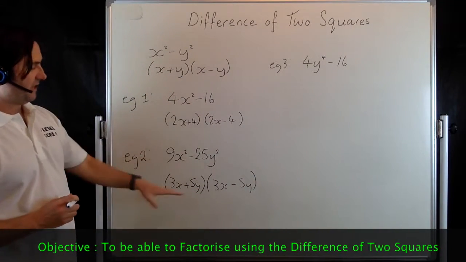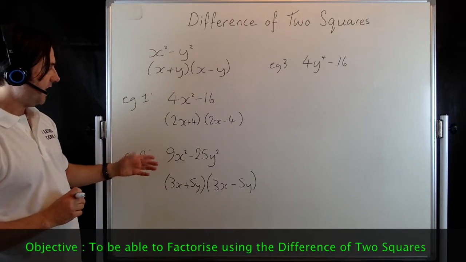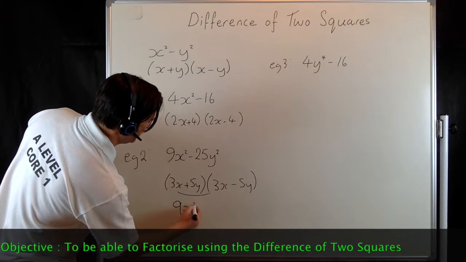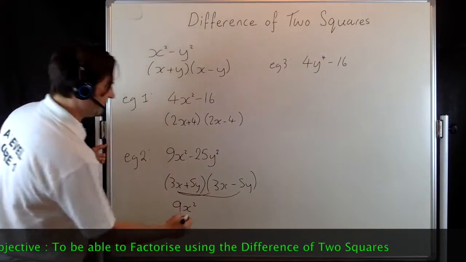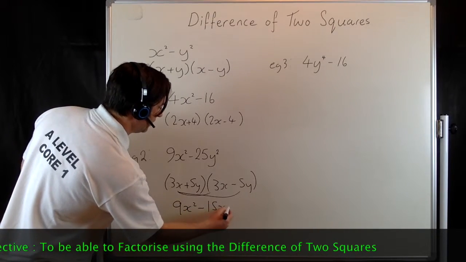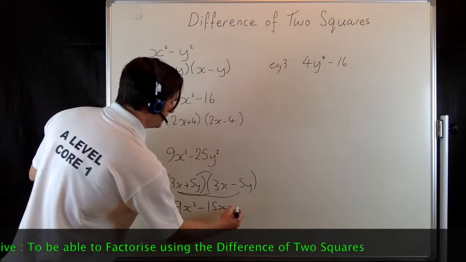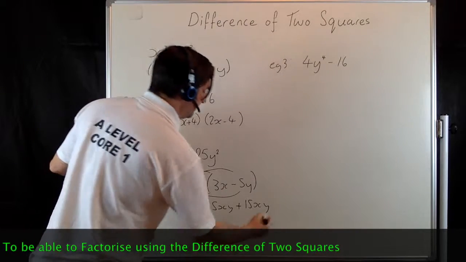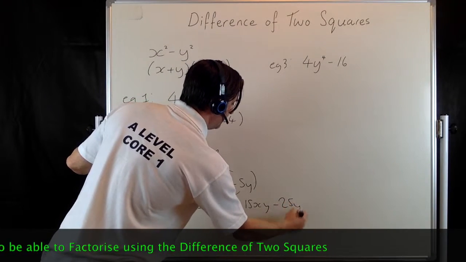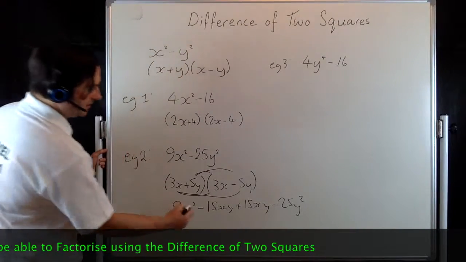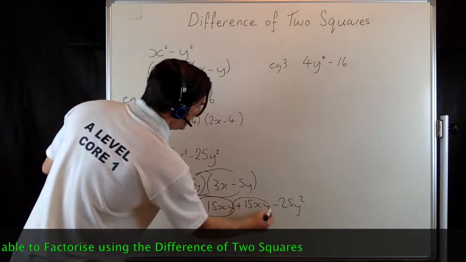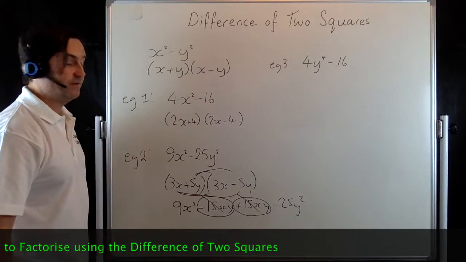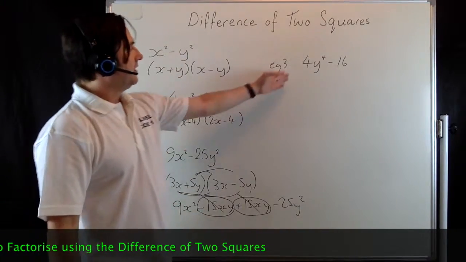I'm just going to multiply this out just to show you how it works. If I multiply these out, 3x times 3x gives me 9x squared. 3x times minus 5y gives me minus 15xy. 5y times 3x gives me positive 15xy, and 5y times minus 5y gives me negative 25y squared. You should be able to see that this negative 15xy and this positive 15xy are going to cancel out to leave you with 9x squared minus 25y squared. That's why it works.